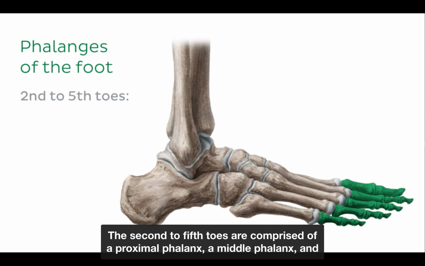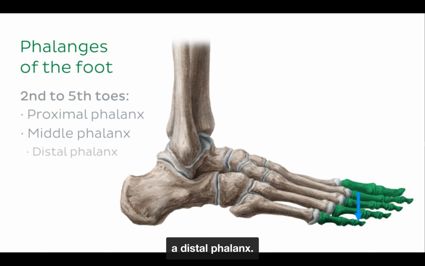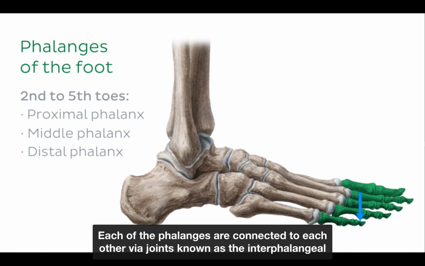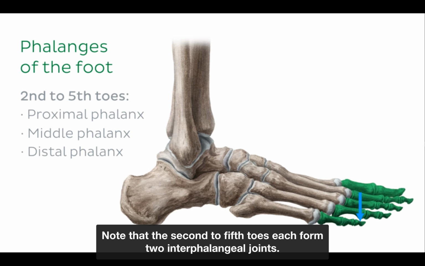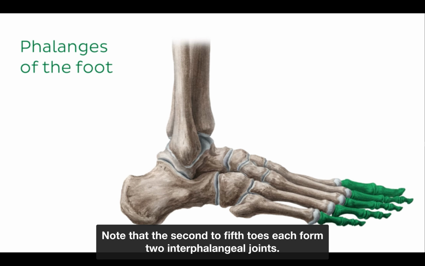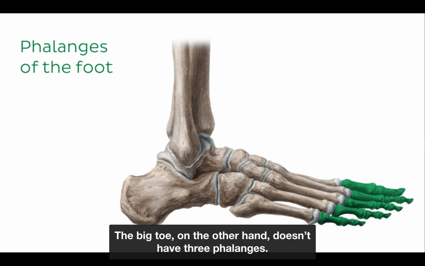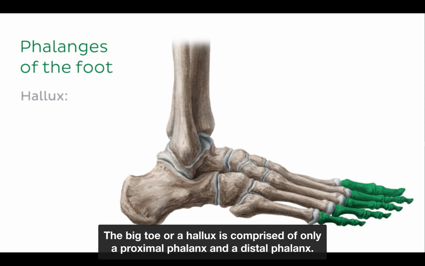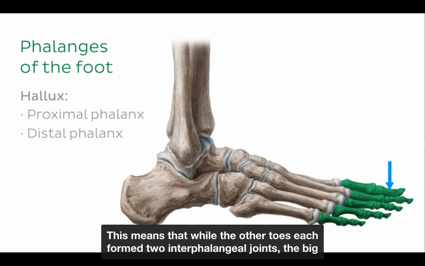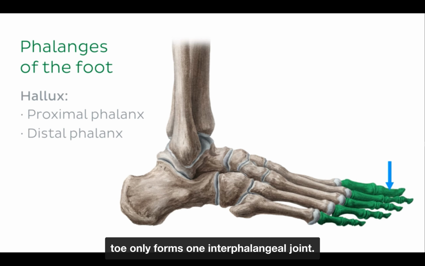The 2nd to 5th toes are comprised of a proximal phalanx, a middle phalanx, and a distal phalanx. Each of the phalanges are connected to each other via joints known as the interphalangeal joints. Note that the 2nd to 5th toes each form 2 interphalangeal joints. The big toe, on the other hand, doesn't have 3 phalanges. The big toe, or hallux, is comprised of only a proximal phalanx and a distal phalanx. This means that while the other toes each form 2 interphalangeal joints, the big toe only forms 1 interphalangeal joint.